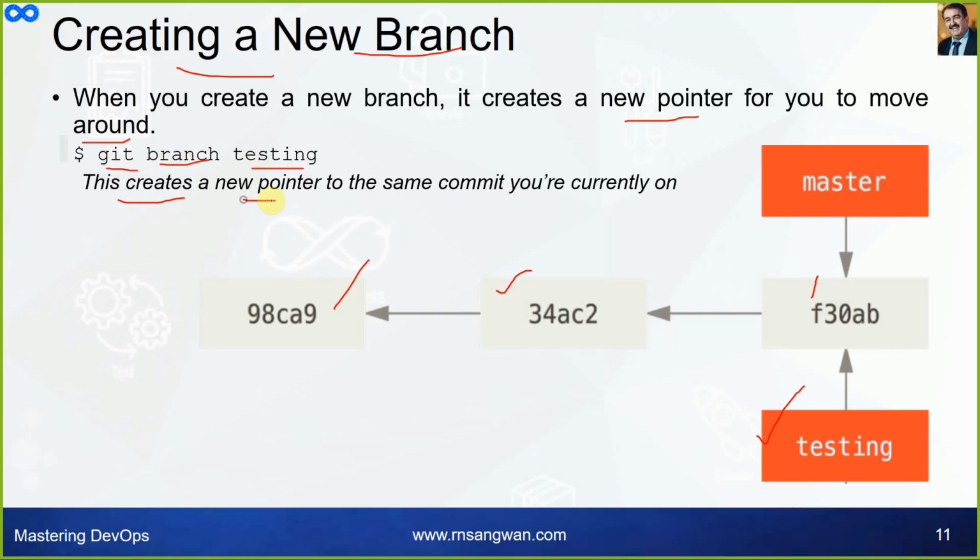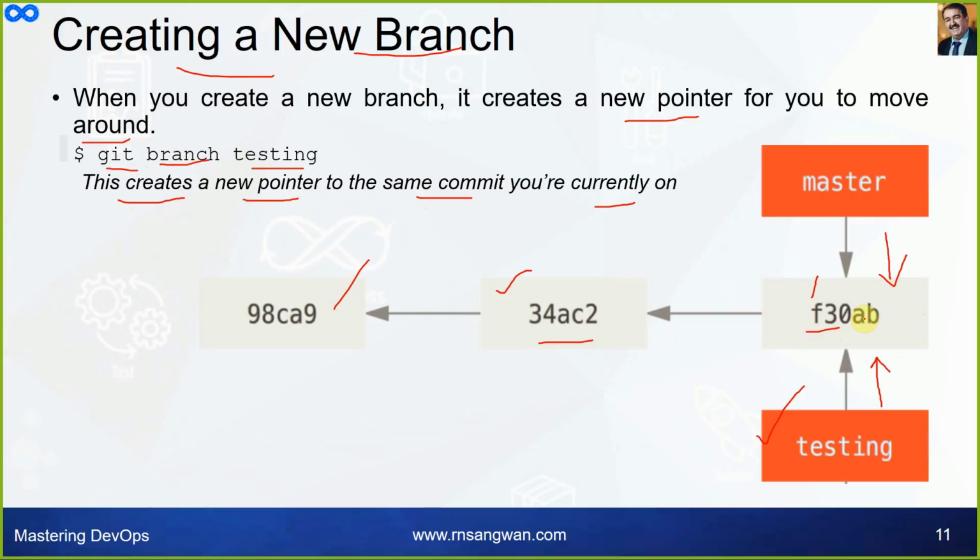git branch name creates a new pointer to the same commit you are currently in, because obviously they will point to the same commit. Every commit is identified by this pointer, right? So testing will also point to the same commit. But where are you working? You are still on master.